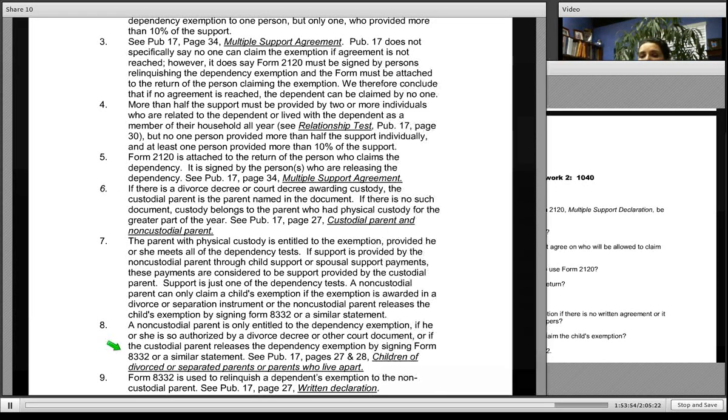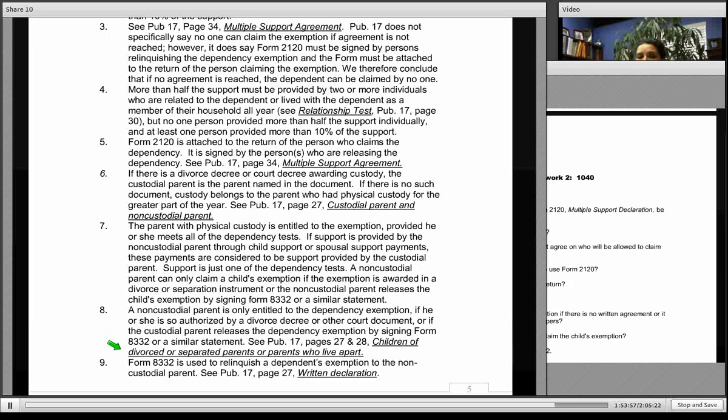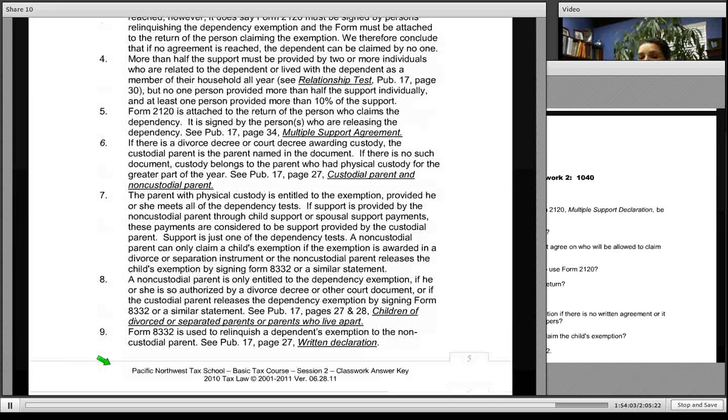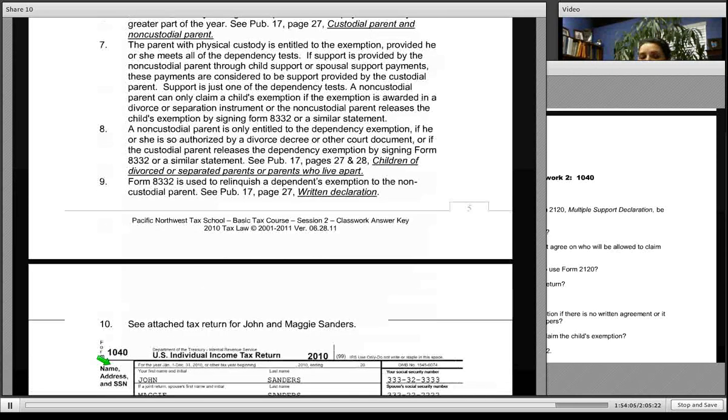Number 9, describe the purpose of Form 8332. Well, Form 8332 is used to relinquish the dependency. The custodial parent signs Form 8332, and the non-custodial parent who is claiming that dependency deduction attaches it to the non-custodial parent's return.